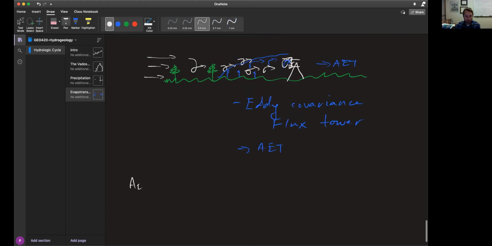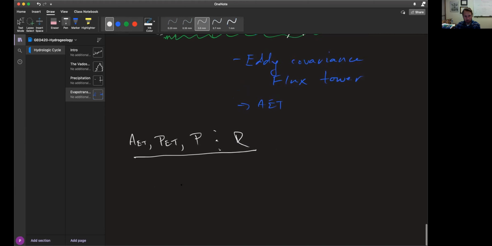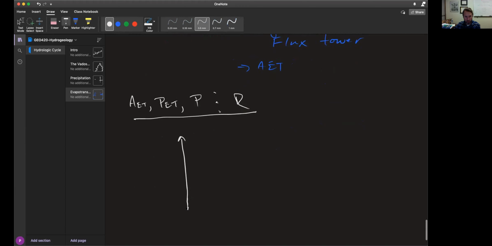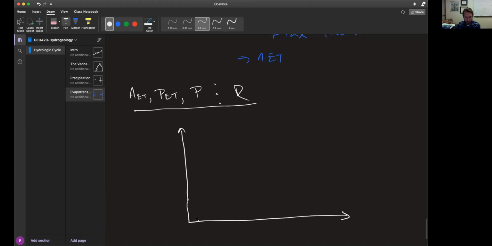So let's go AET, PET, P, and R. And I just want to sort of think about what these variables look like seasonally in a place like Montana. So we'll start here and do this monthly. So January, February, March, April, May, June, July, August, September, November, October, December.